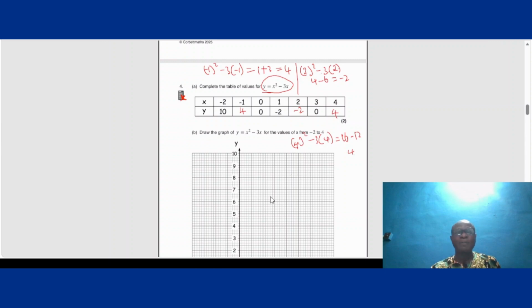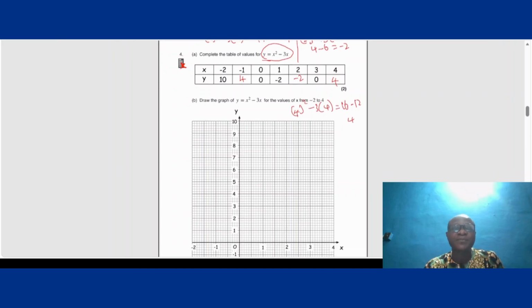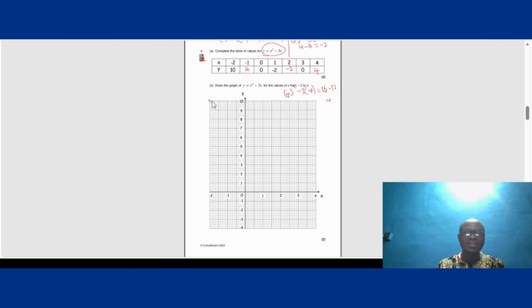That table is complete. I can now use the table for the graph. Isn't it? All right. So I reduced it to see both the table and the graph paper. When x is minus 2, y is 10. You can see the point. That is it. When x is minus 1, y is positive 4. See the point, very clear.